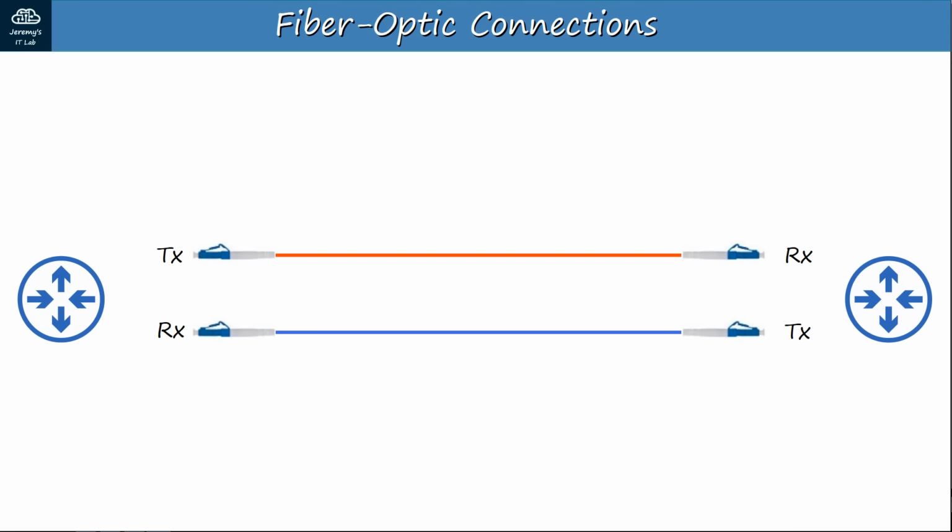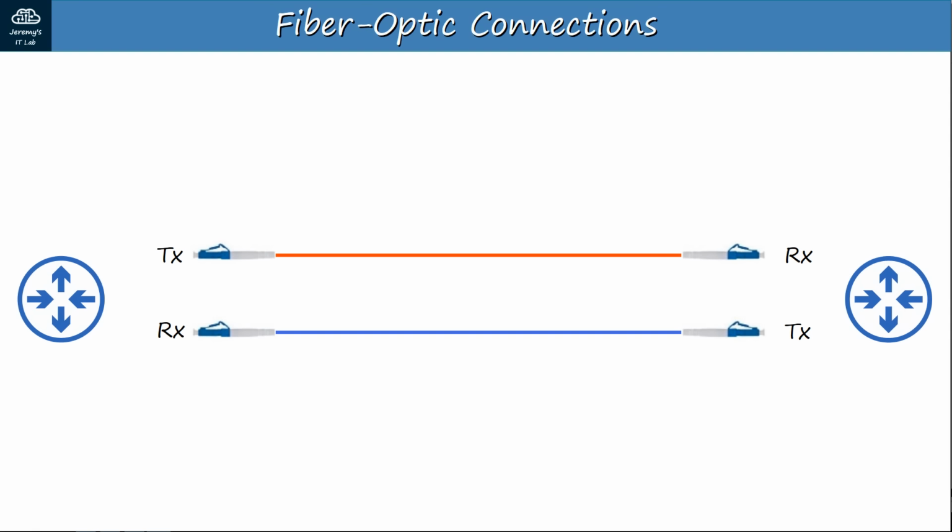The copper UTP cables use separate wires within the cable to transmit and receive data. The fiber optic cables instead use separate cables to transmit and receive like this. Of course, transmit on the left connects to receive on the right, and transmit on the right connects to receive on the left.